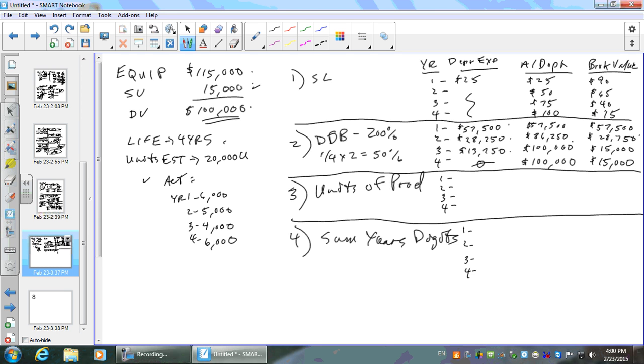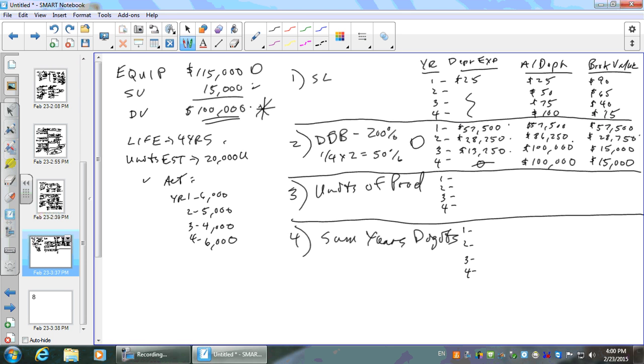We got 20,000 units as the estimate, and we're going to depreciate how much? 100,000. By the way, on the double declining balance, you did remember to take it times the full amount of the equipment, right? And on all the other methods, we're using depreciable value, right? Okay, so units of production is how many?